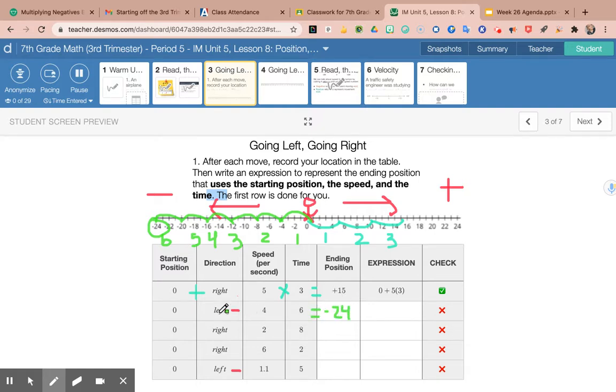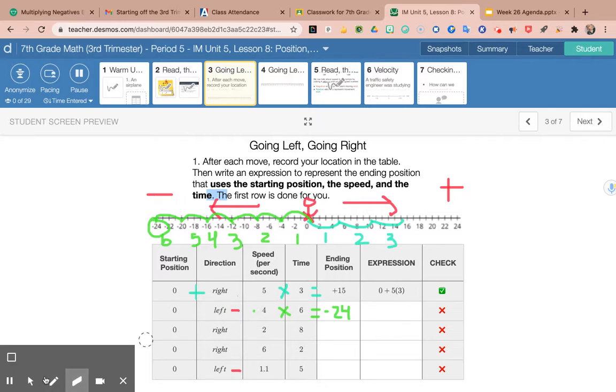The reason it's negative is because he was going left, so I'm going to put that negative on the 4. It wouldn't make sense to put it on the time because time is always going forward. We never go back in time. We always go forward in time. So I'm going to keep the 6 positive. I'm going to make the 4 the left. So I'm going to make 4 negative.